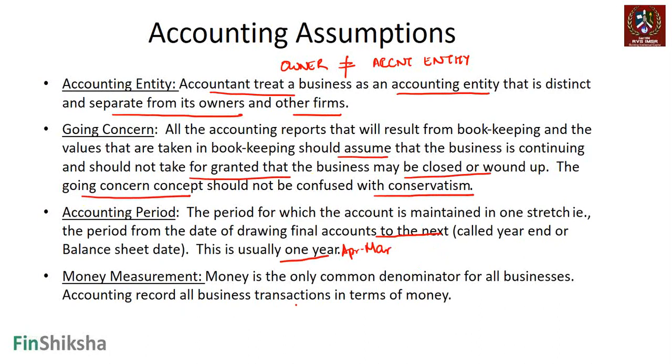Money measurement. Money is the only common denominator for all the businesses. Accounting records all business transactions in terms of money. So money is the currency of our discussion everywhere. When we are looking at accounting assumptions and accounting concepts, we're going to deal only with measuring what is monetarily establishable. What has a market value is what is going to come into this, right?